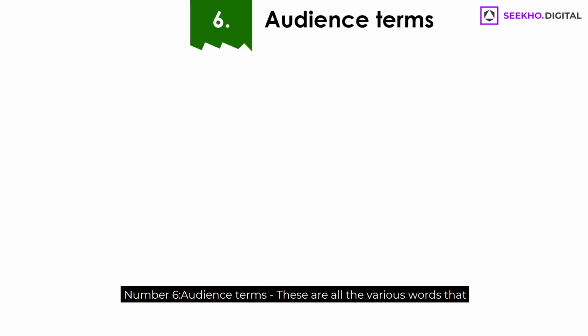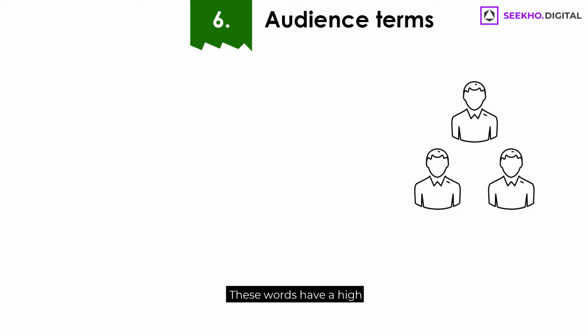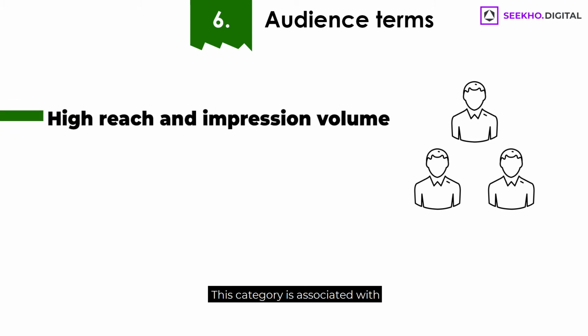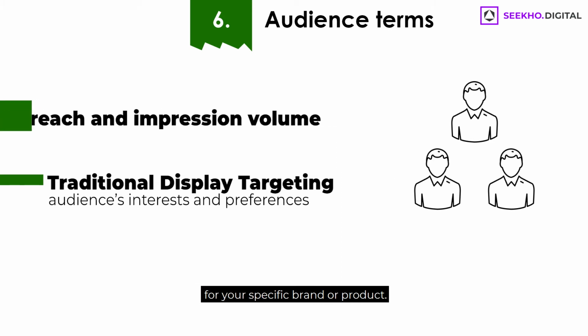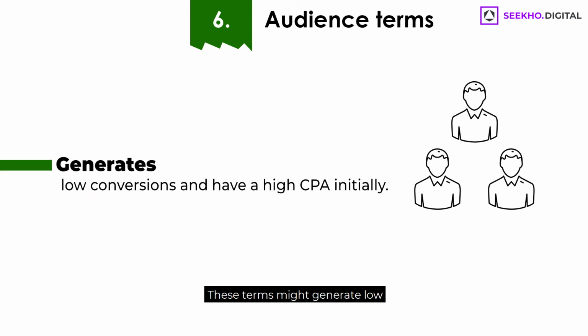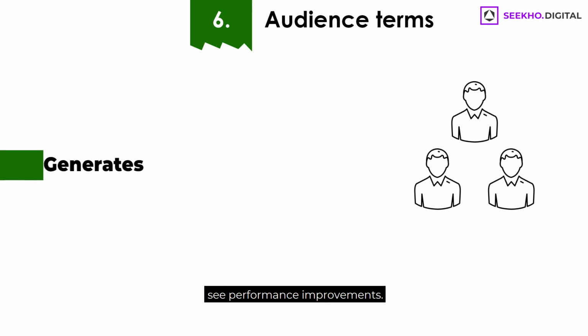Number 6. Audience terms. These are all the various words that the audience at large might search for. These words have a high reach and impression volume. This category is associated with traditional display targeting, which uses the audience's interests and preferences. When you use these keywords, you'll realize that the searcher isn't looking for your specific brand or product. These terms might generate low conversions and have a high CPA initially. However, with time, you'll see performance improvements.